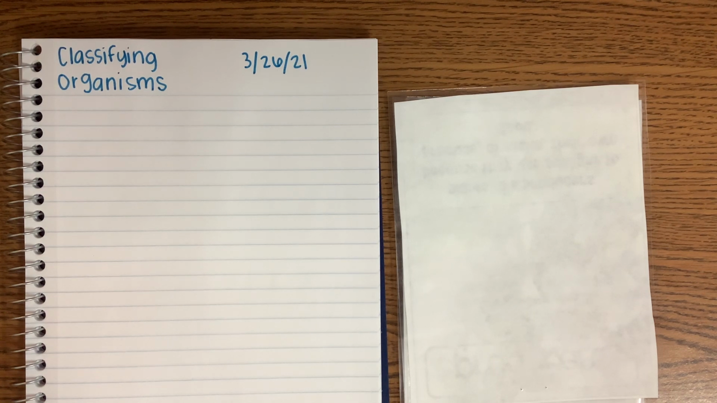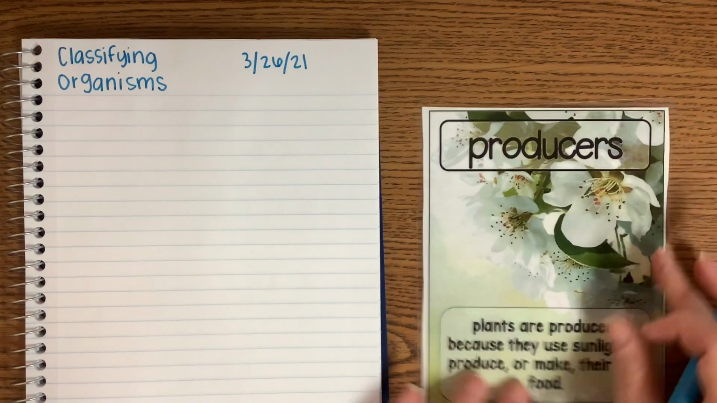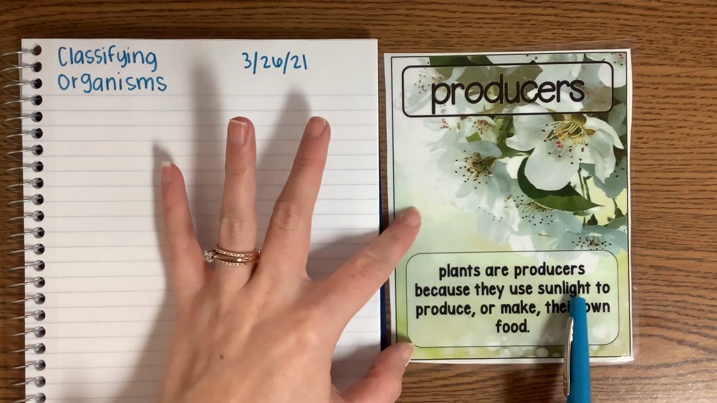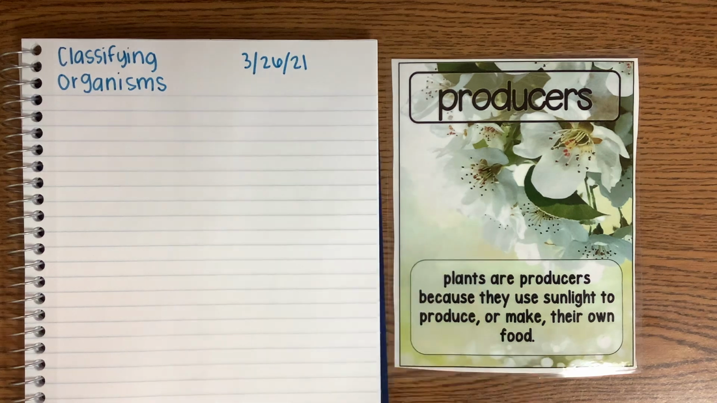this time we're going to classify organisms based off of their role in their environment, like their job, what they do in their environment, how they get energy. All right. So, the first word that we're going to learn is called a producer. Plants are producers because they use sunlight to produce or make their own food. Produce means to make. You can produce candy. You can produce brownies. You can produce cars. You make. So a producer makes their own food.